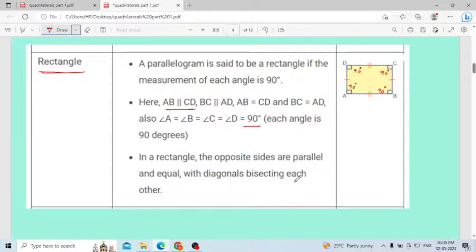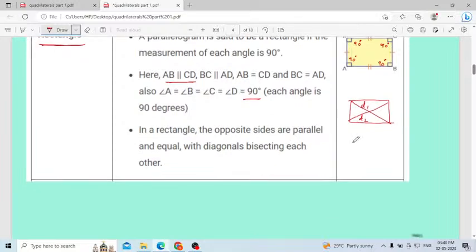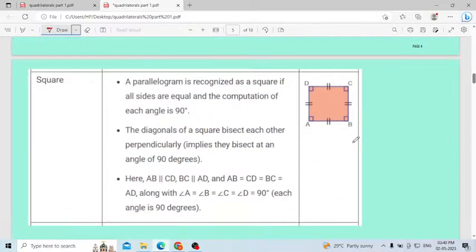The diagonals bisect each other. Here also the diagonals, I will write here. Consider this is a rectangle. Here the diagonals, D1 and D2, will bisect each other. But you have to remember, in the case of a rectangle, the measure of each angle is 90 degrees. Then the parallel sides must be equal. That is the condition of a rectangle. Even in a rectangle, the diagonals will bisect each other. This is a very important thing you have to remember.